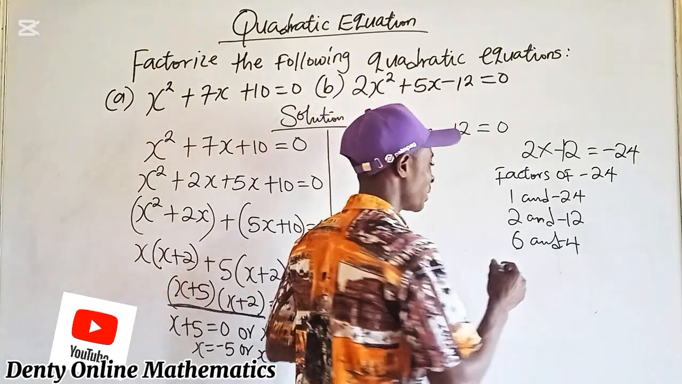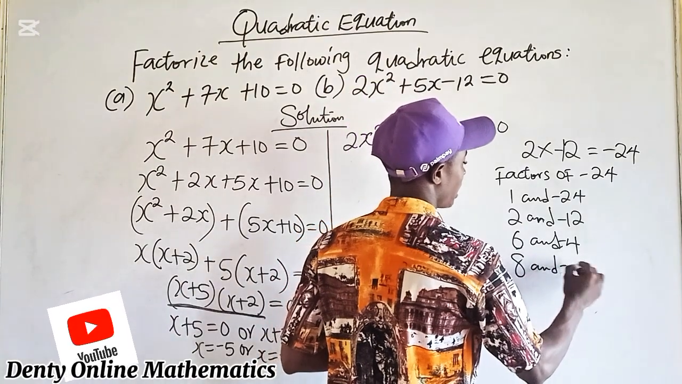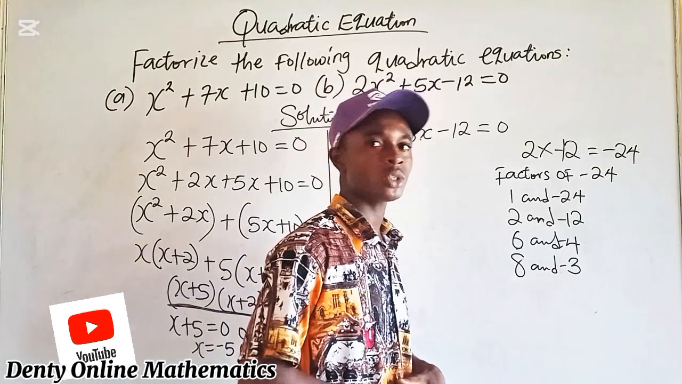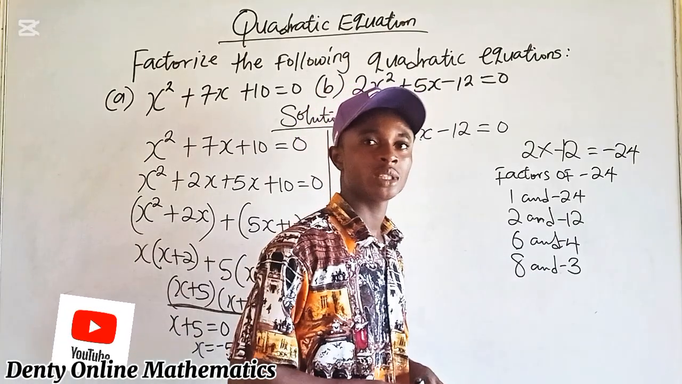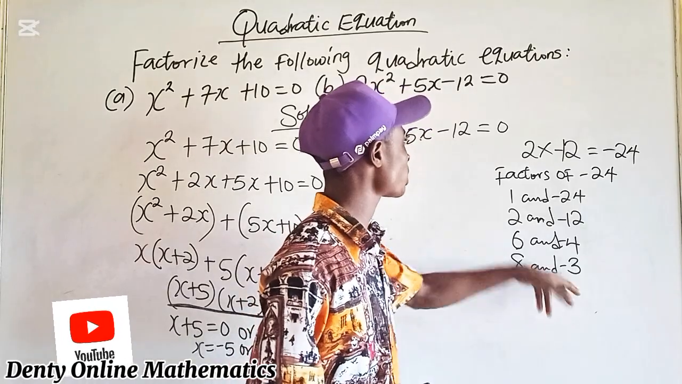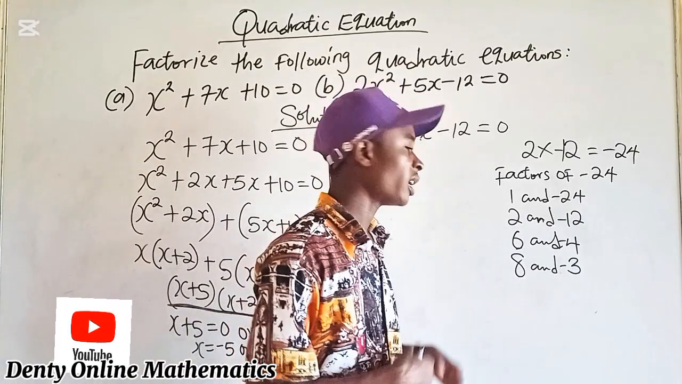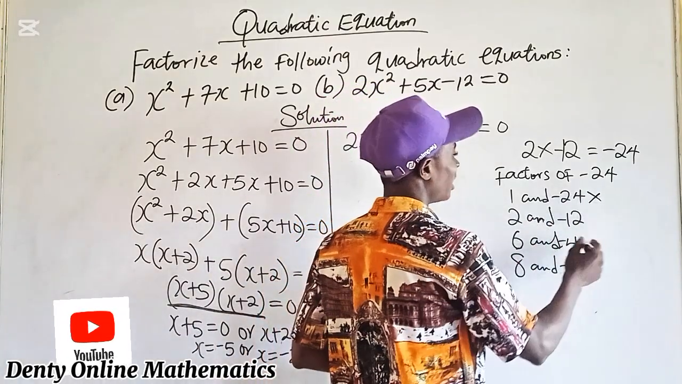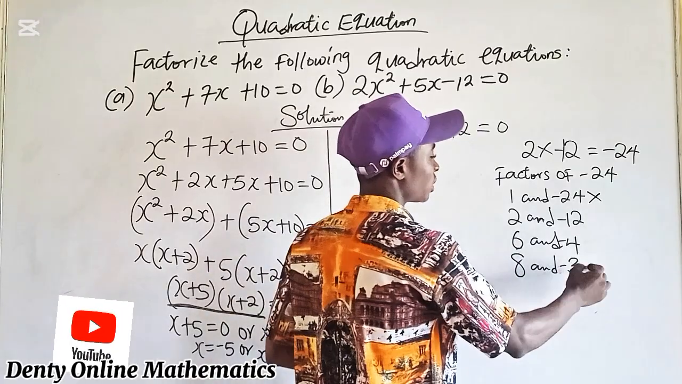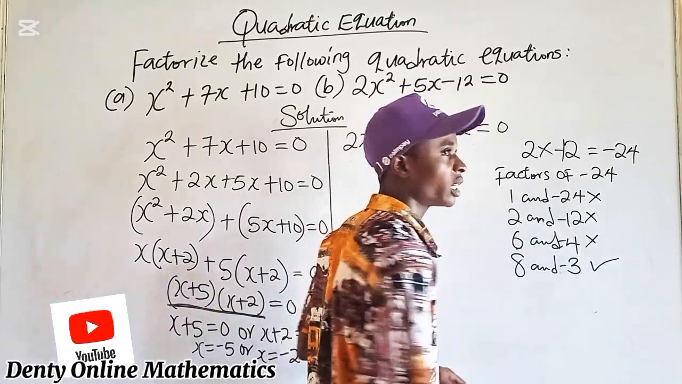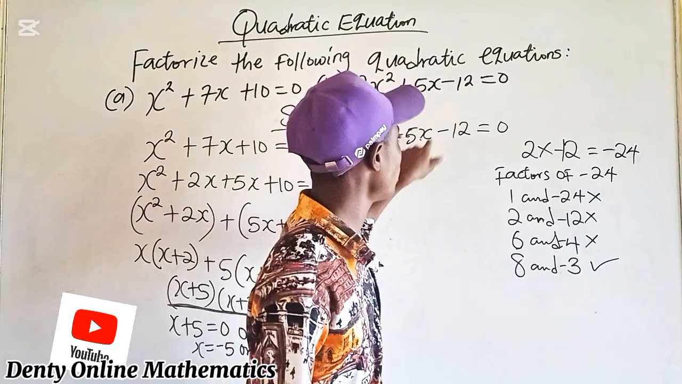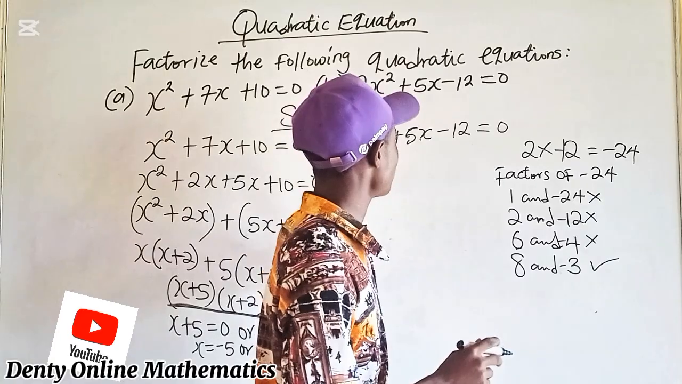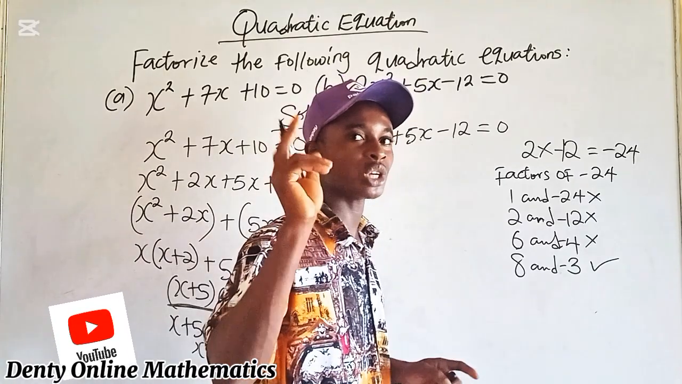Alright, another factor we got is 8 and minus 3. Now let's check whether this will work. 8 times 3 will give us what? Drop the answer in the comment section. 8 times minus 3 will give us minus 24, and then 8 minus 3 will give us 5. So we are not working with any of the others, but we'll work with this because this is the value that can give us the middle term. You get that's the actual value that can give us the middle term. So at this point we continue.